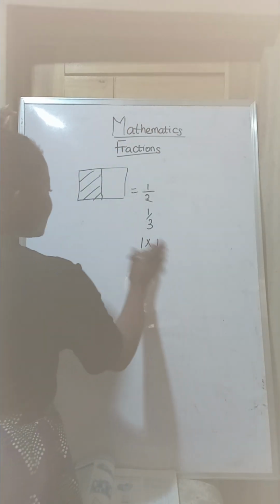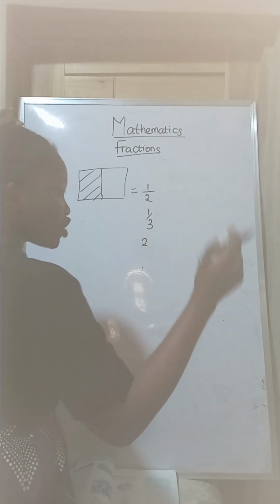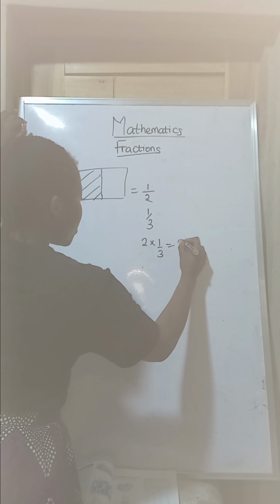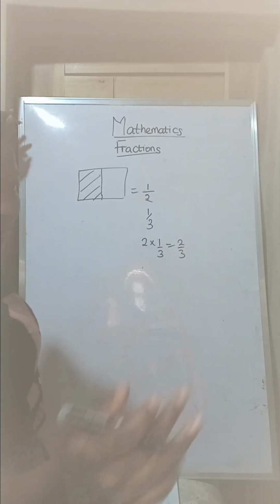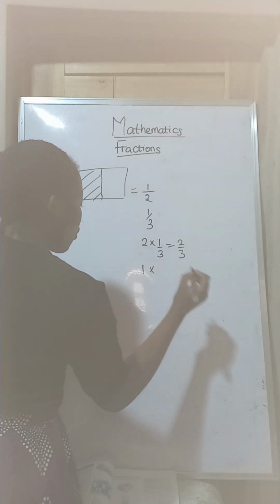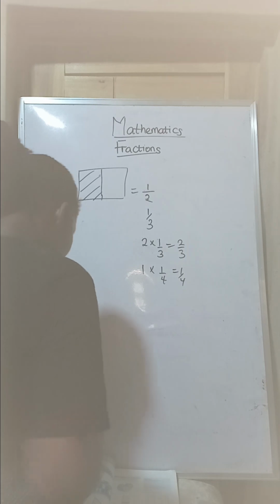So we have 1/3. If they say 2/3, 2/3 is two, then a third. You know a third is 1/3. So that's you have 2/3. That means 2/3 is two thirds. If they say 1/4, 1/4 is one, then 1/4 is a quarter. So that's 1/4. Do you understand this?